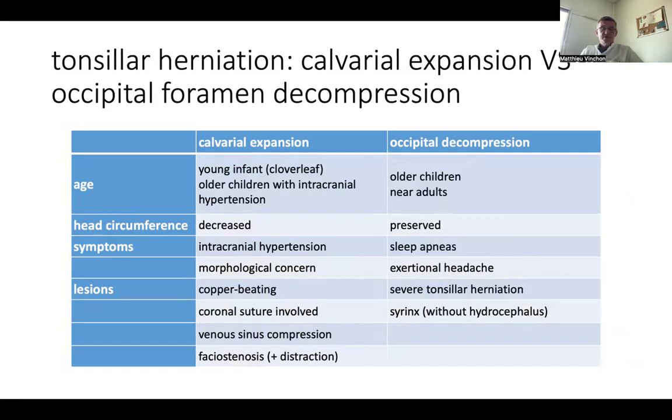Regarding the presenting symptoms, calvarial expansion is indicated in case of intracranial hypertension, or if there is a morphological concern, whereas occipital decompression is more indicated in case of symptoms of Chiari. And also if there is a severe tonsillar herniation, especially if there is a syrinx, because it is a more direct approach to syringomyelia. However, calvarial expansion can also be efficient in some cases with syringomyelia.